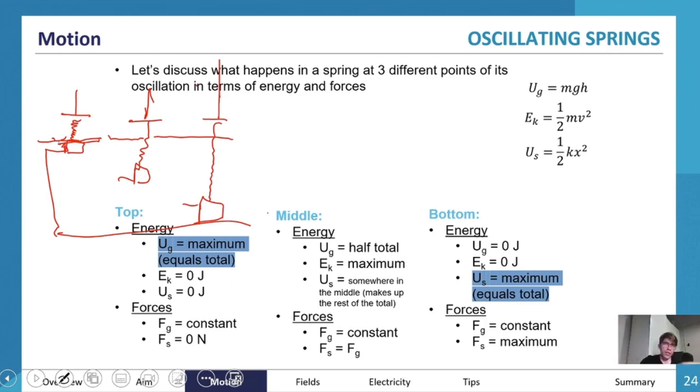So at the beginning the total mechanical energy is essentially gravitational potential energy, but as the mass drops, it starts to lose that gravitational potential energy, but that energy does not dissipate. It gets converted into another form. It gets converted into kinetic energy, and then it gets converted into elastic potential energy.